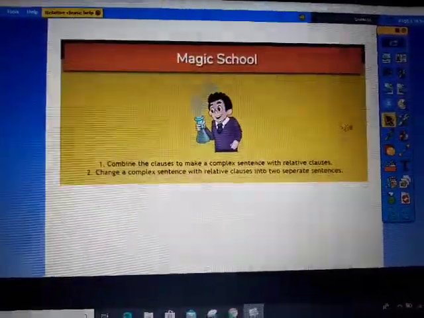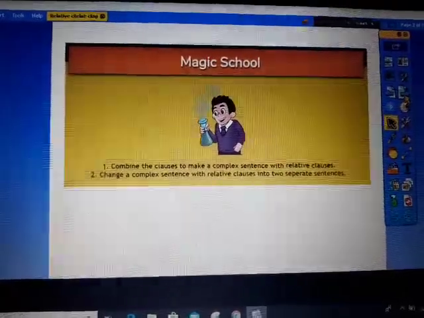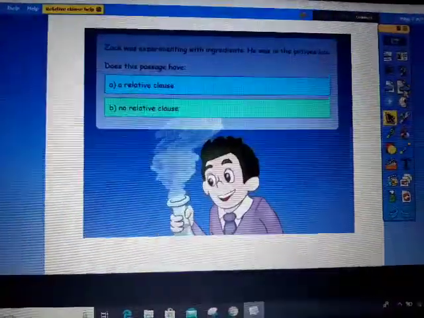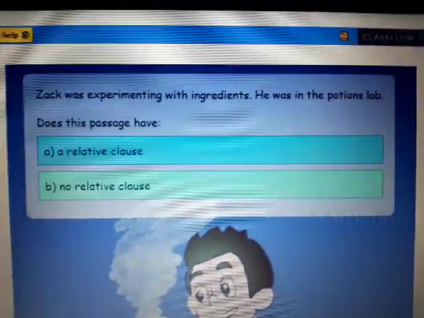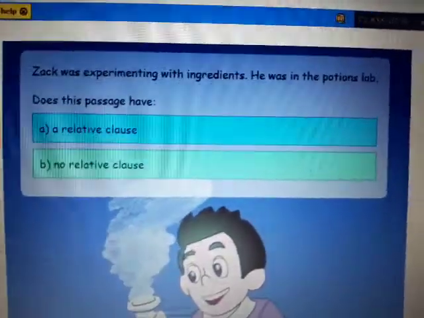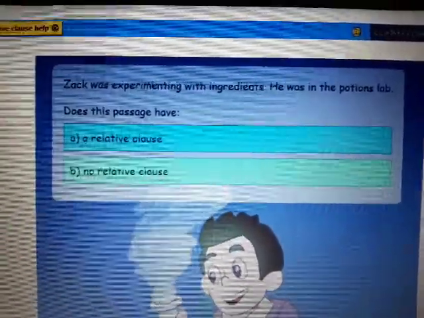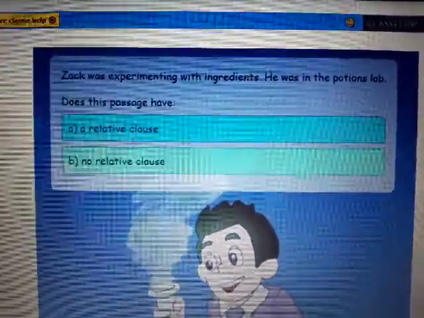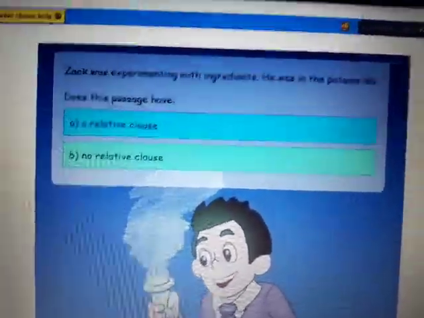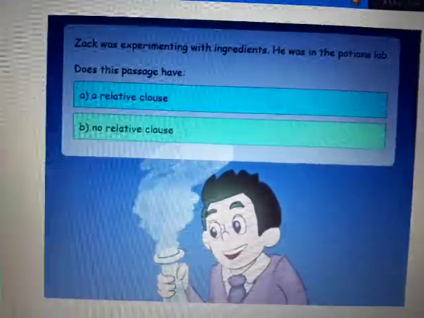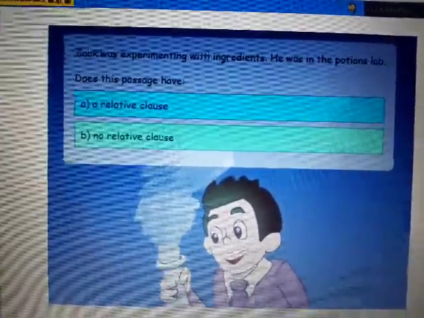Let's first of all have a look, because each part starts with a question about whether or not something has a relative clause. And what we've got here is this sentence. Zach was experimenting with ingredients. He was in the potions lab. Does this passage have a relative clause or no relative clause? No relative clause is what you've got here because it's two sentences.